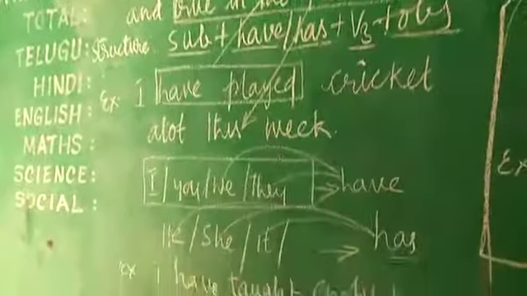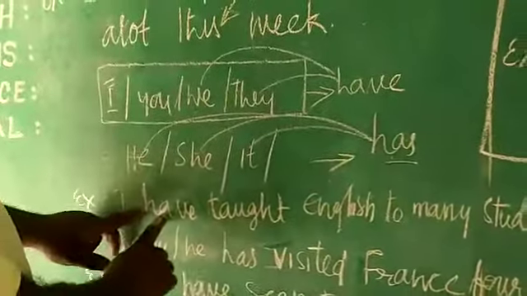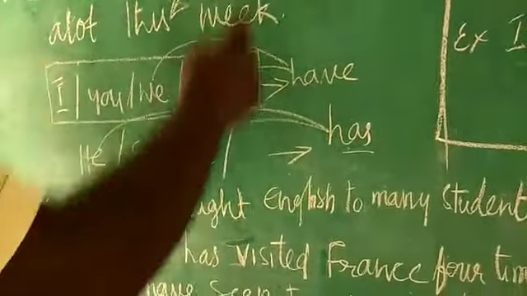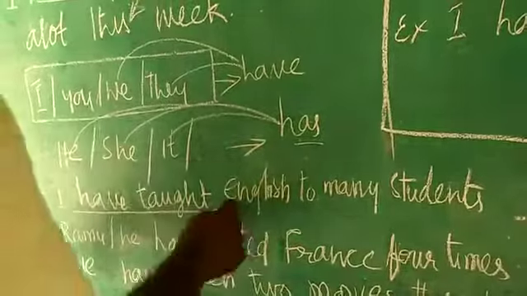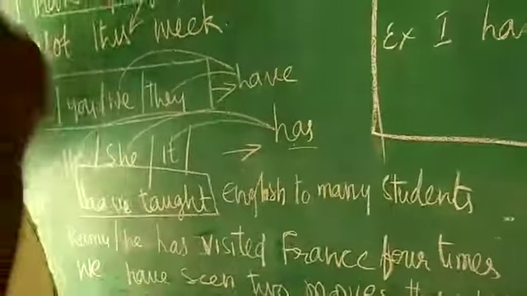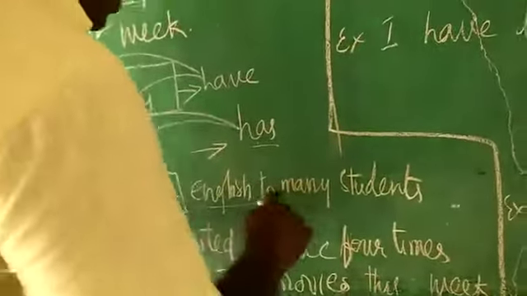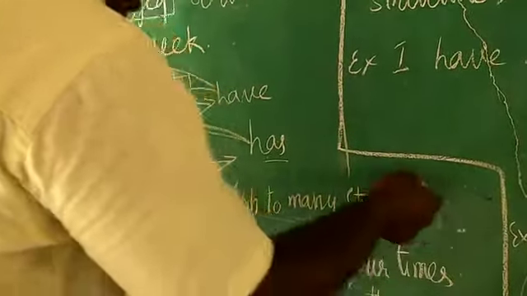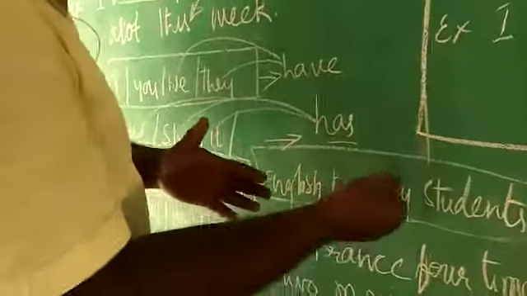We'll go with one more example here, children. I have. Since we have taken I, it is have. V3 is taught. I have taught English to my students. The action already began in the past. Since being an English teacher, that English teacher is still teaching in the present. That is true. Since being an English teacher, the teacher is still teaching the children even today. So that is true, and the action is in the present.